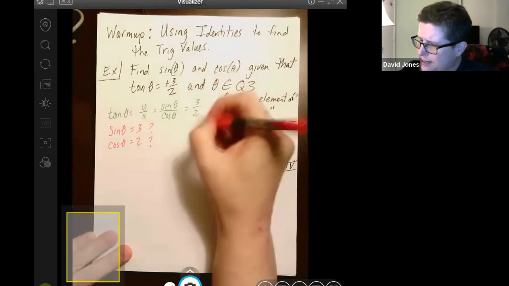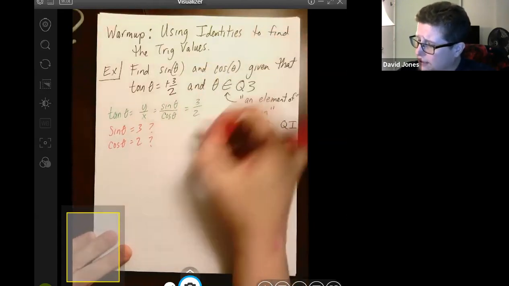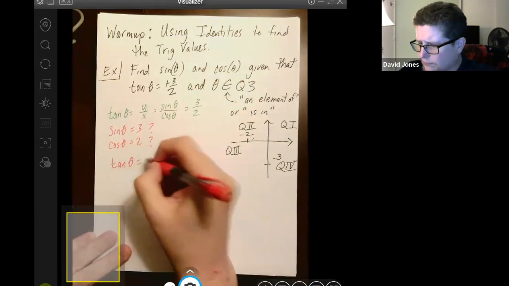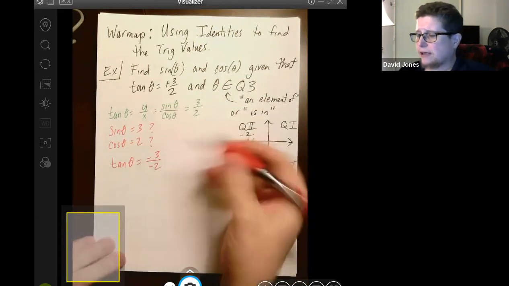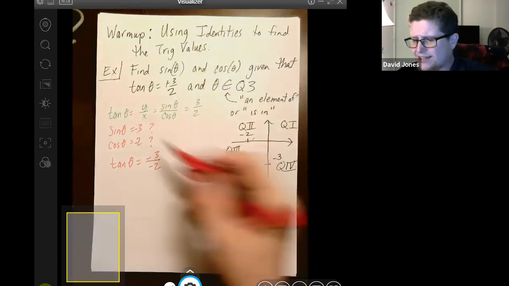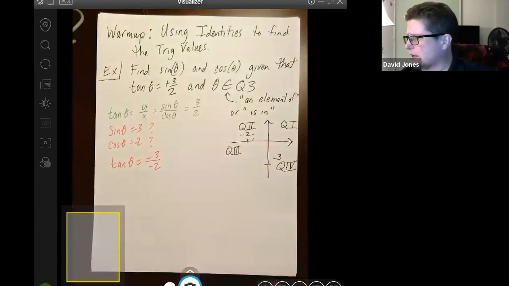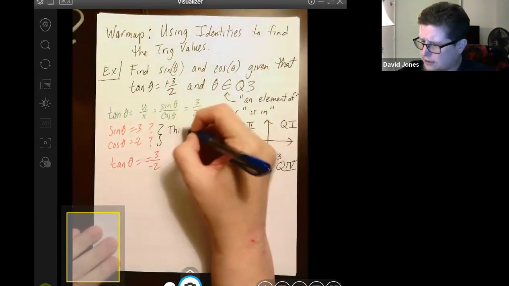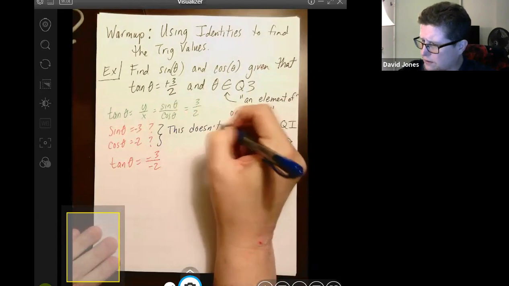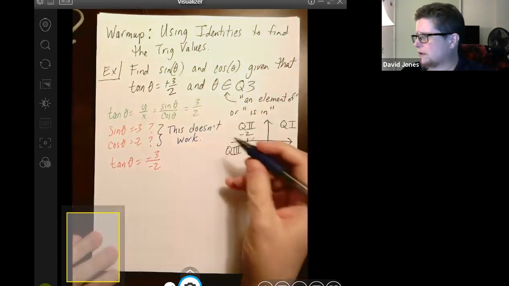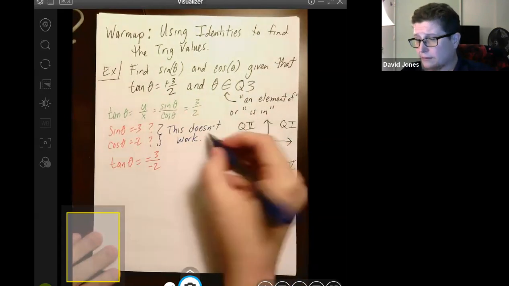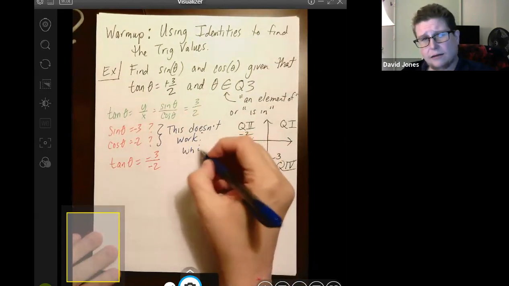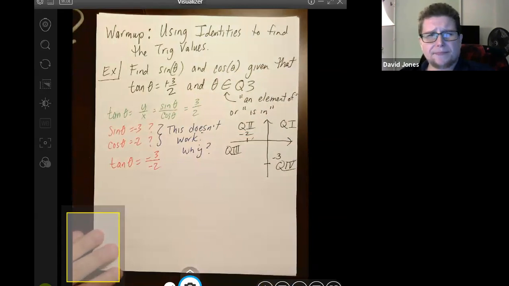Make this -3 over -2. Does this still work though? No, this does not work. Why? Do you know why? Think about it for a second. See what you come up with. Hit pause.